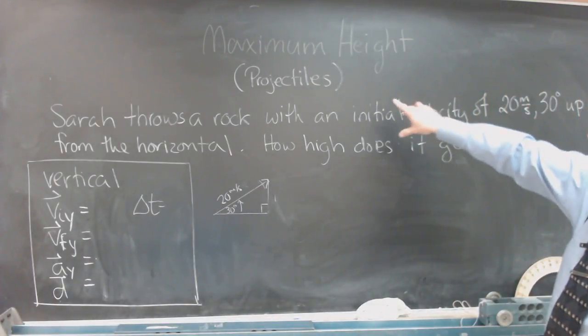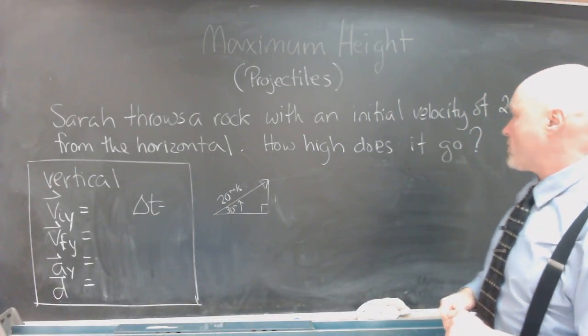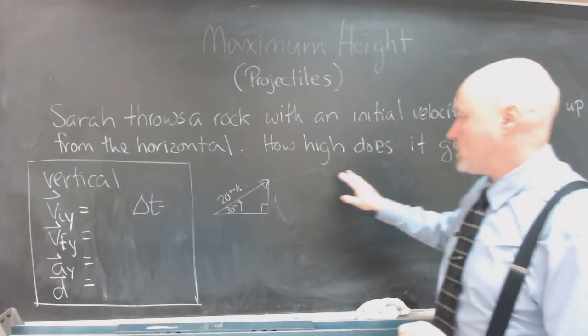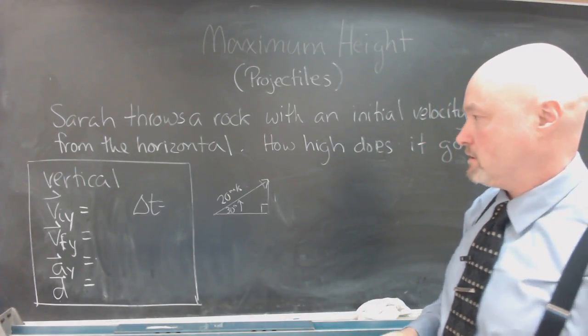So this is the maximum height projectile problem. Sarah is throwing a rock with an initial velocity of 20 meters per second. That velocity is 30 degrees up from the horizontal. The question is, how high does that rock go?